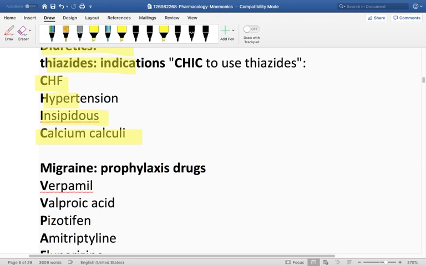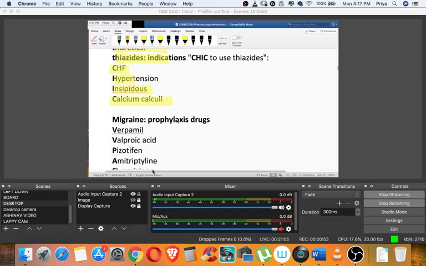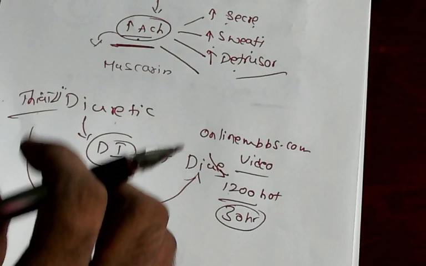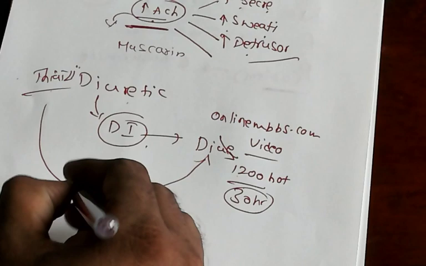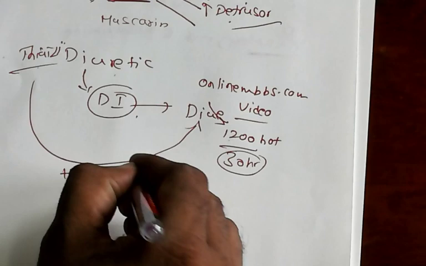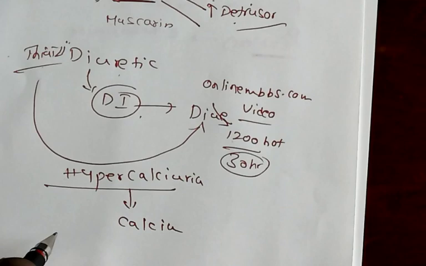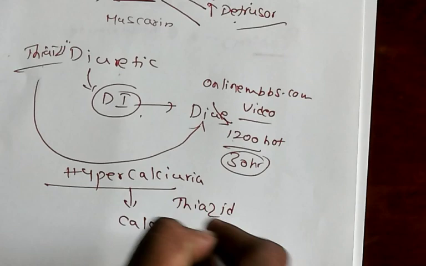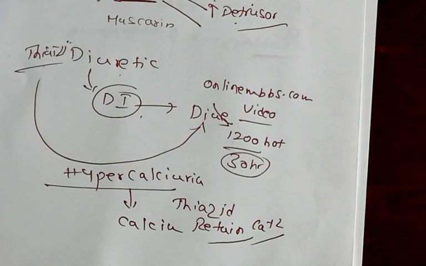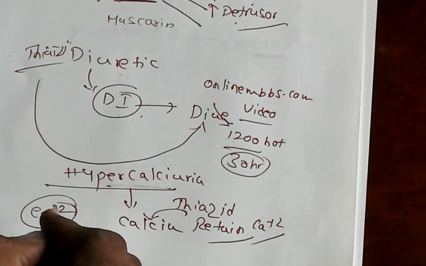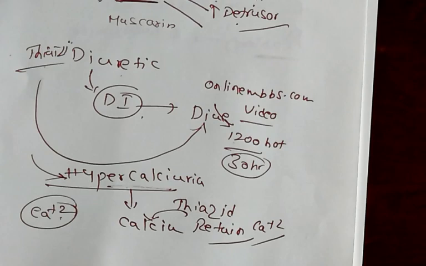Whenever there is a hypercalciuric state, hypercalciuria can lead to the development of calcium stones. So if you want to decrease this hypercalciuria, the best way is if you give thiazides. Thiazides retain calcium. So that's how they will prevent the hypercalciuria, and that is how they can help in people who have calcium stones, renal calculi, because of the hypercalciuria, is what you have to ultimately remember.